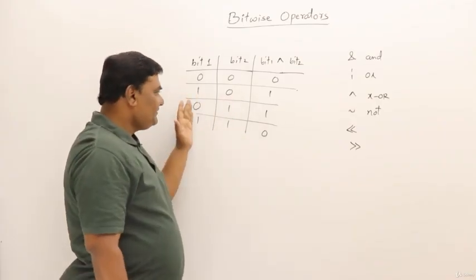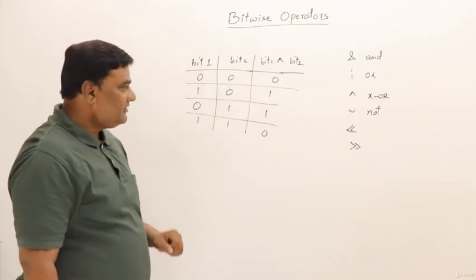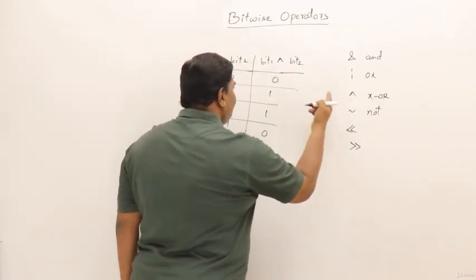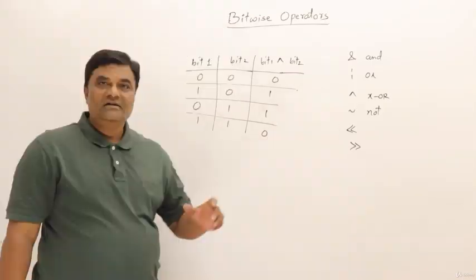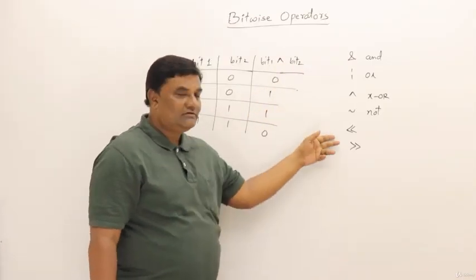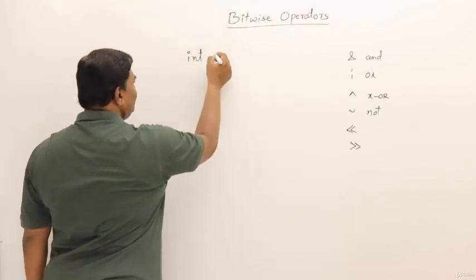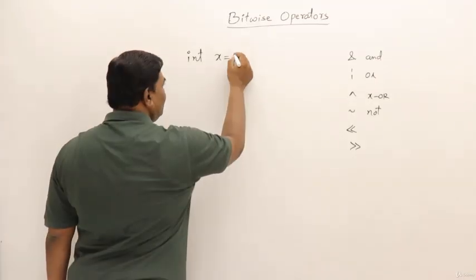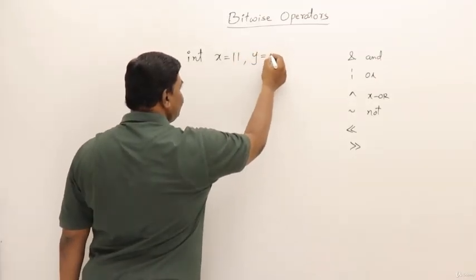Exclusive OR means exclusively, if one bit is 1, then the other bit must be 0, or if one bit is 0, then the other bit must definitely be 1. So this is XOR. NOT means whatever the bit is, if it is 1, it will become 0, and if it is 0, it will become 1. Let us learn all these operations by using examples. While explaining that, I'll also explain the shift operations. If I have integer variable x and the value is 11, and the y value is 5.